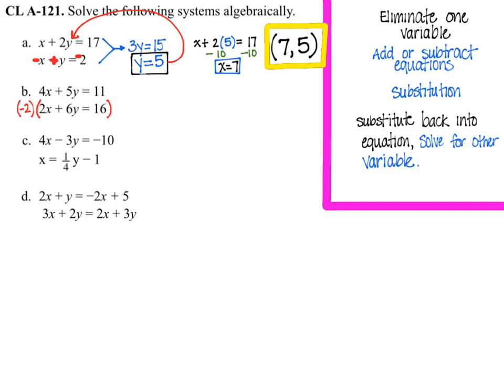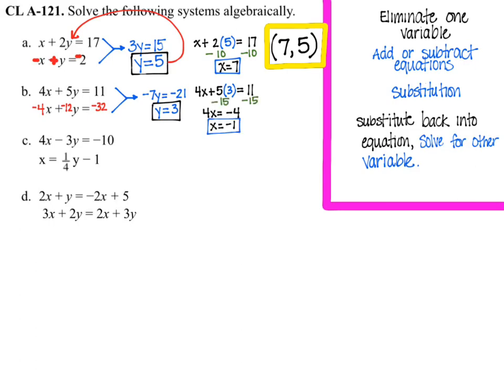In the second problem, I'm going to add these two equations together also, but it wouldn't eliminate any variable, so I'm going to first multiply the second equation by negative 2. Now when I do that, you'll see that the x's are opposite. I've got a 4x and a negative 4x. So when I add the two equations together, the x's are gone, and I can solve for y. Substituting that back in, I solve for x, and I have my ordered pair.